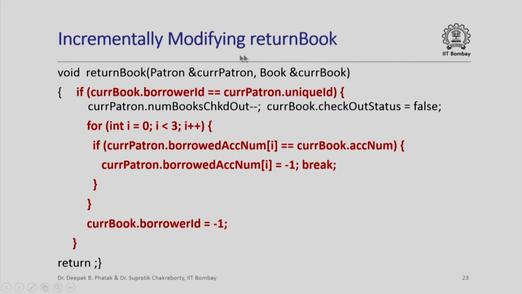And how do we incrementally modify return book? Well, we have to first check if the borrower ID of current book matches the unique ID of current patron, and if so, we can decrement num books checked out, we can reset the checkout status of current book to false, and we must also iterate through this array borrowed accession number for current patron, and whichever entry in this array matches the accession number of current book, we have to reset that entry to -1, and finally we have to reset borrower ID of current book to -1.